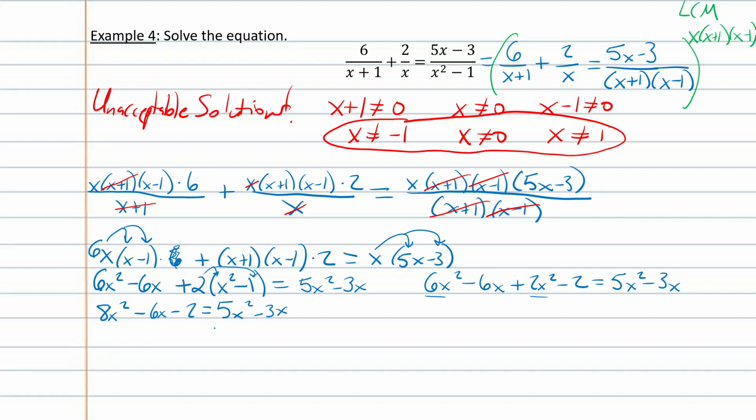But what I'm going to do now is I'm going to subtract the 5x squared over and add the 3x over. And what this is going to give me is 3x squared minus 3x minus 2 equals 0. Okay. Now, if you can factor this, hats off to you. I'm going to put it in the quadratic equation at this point.